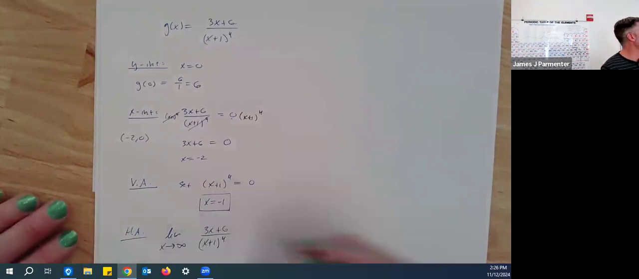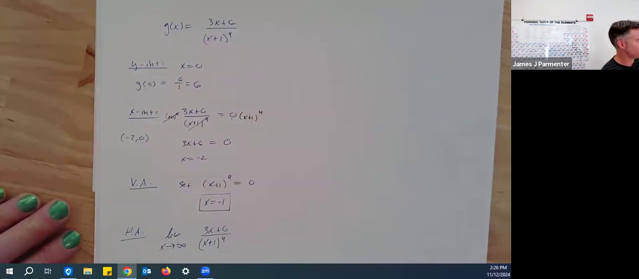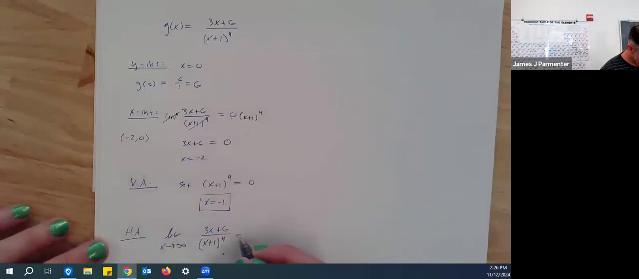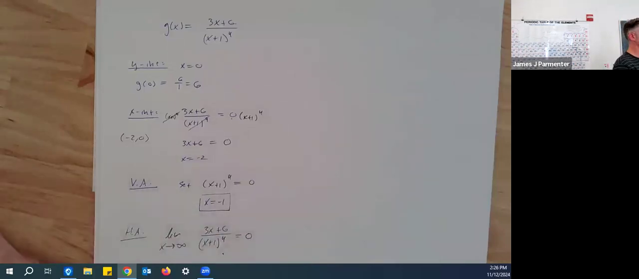what should I get? What's the degree on top? What's the degree on the bottom? So since the top has a lower degree, the limit ends up being 0. The bottom is getting much larger than the top.